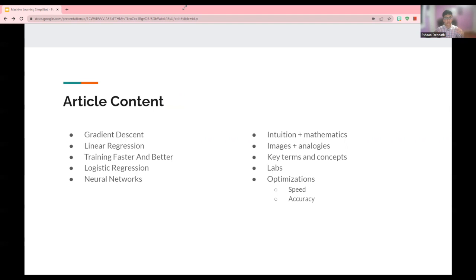A neural network models how the brain thinks and identifies patterns within data through gaining a machine-like intuition of it with experience. Throughout all of these articles, I explained concepts both intuitively and mathematically, and also included lots of images and analogies to clarify key terms. To clarify key terms and concepts, I included a mini glossary at the beginning of the first two articles. I also included labs for 4 of the 5 articles for hands-on experience. Within these, I emphasize good coding habits and optimizations of speed and accuracy.